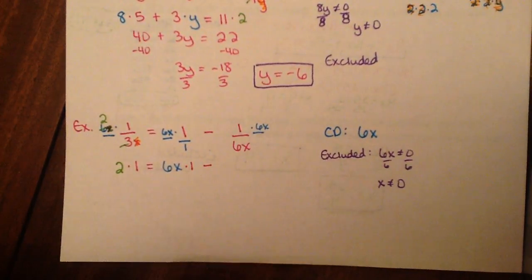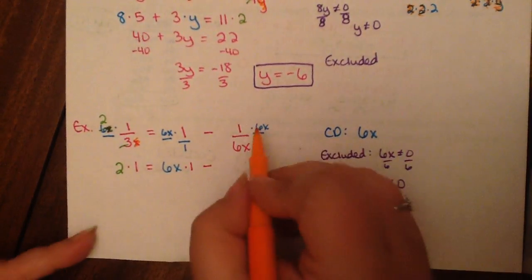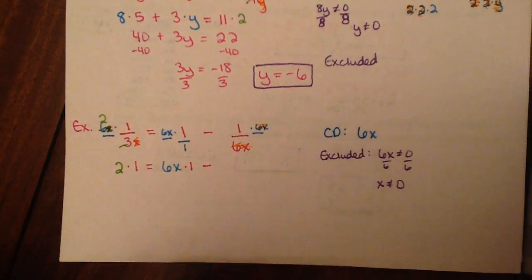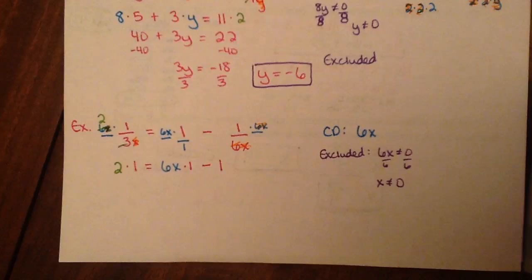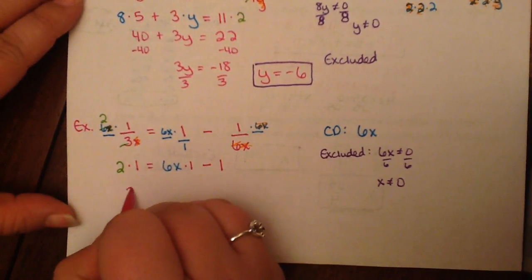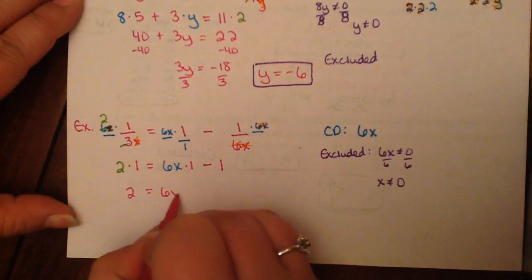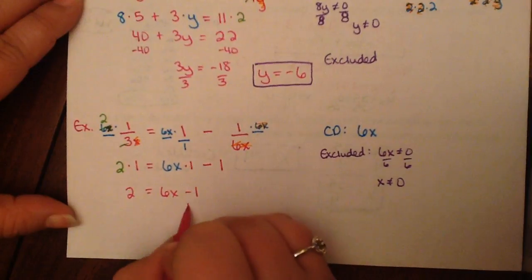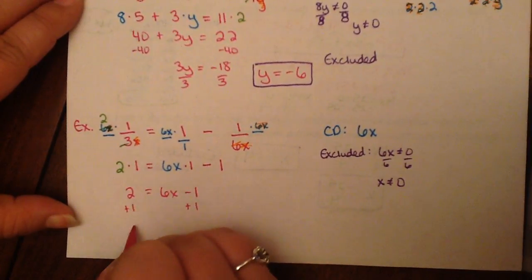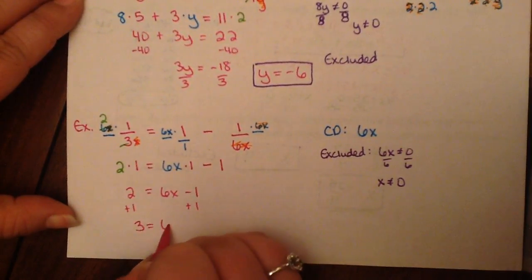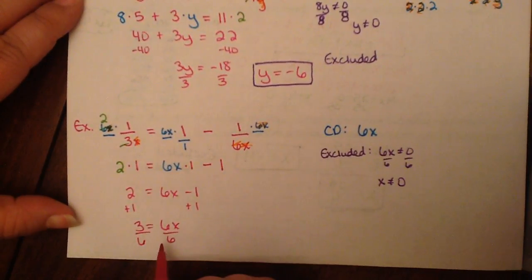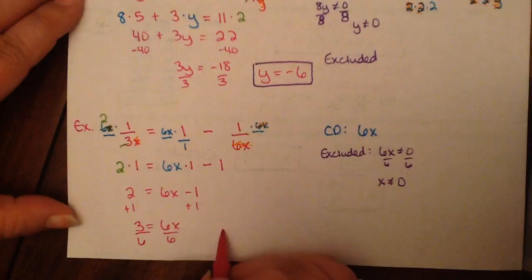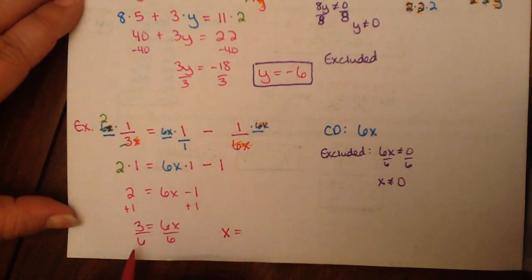Then I'm going to have my subtraction sign, and on this last one, the 6x cancels with the 6x, so all I'm going to have left here is 1. Now we go through and do our multiplication. 2 equals 6x minus 1. This is linear, so we just need to get the x by itself. So we'll go through and do our order of operations. So this will end up being 3 divided by 6.